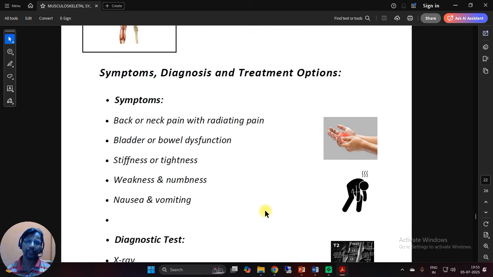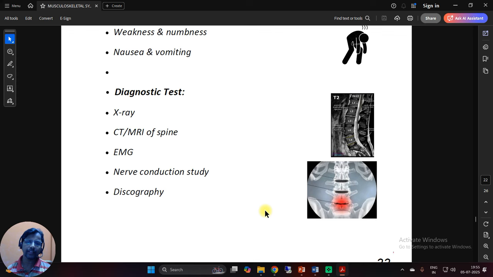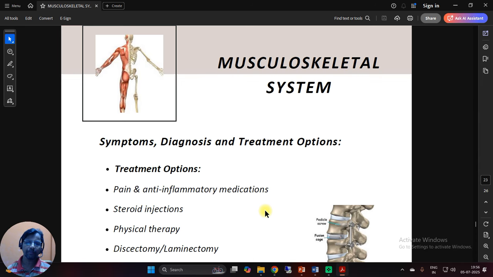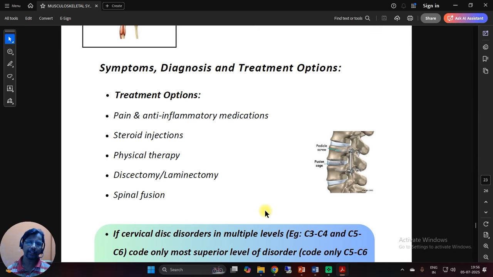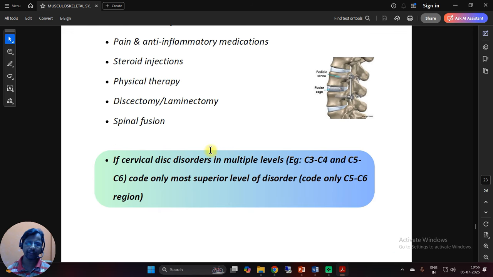Next one is symptoms. What are the symptoms related to the spinal conditions? Back or neck pain, bladder or bowel dysfunction, stiffness, nausea, vomiting. These are the common diagnostic tests for these spinal conditions. Next, the treatment options are pain and anti-inflammatory medications, physical therapy, discectomy, laminectomy, spinal fusion.